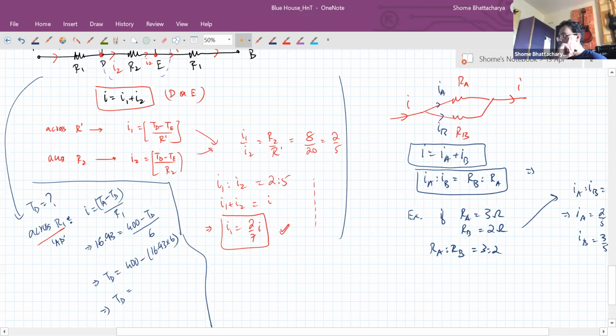But because I have been asked to calculate the temperature of the point C, that's why the question is becoming a little more complicated, because I have to calculate I1, then I have to calculate the temperature at the point D or E, whichever, and then again apply this Ohm's law kind of thing. Okay. Just complete this calculation. So this will give us nearly 300, actually, close to 300. Yeah, 298.42.